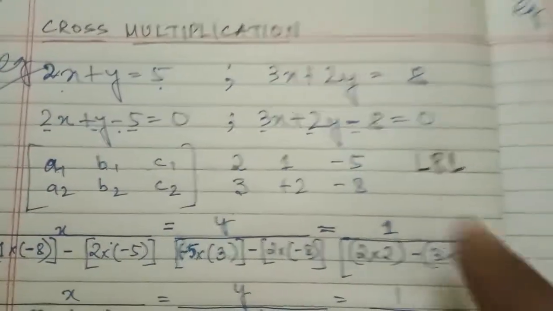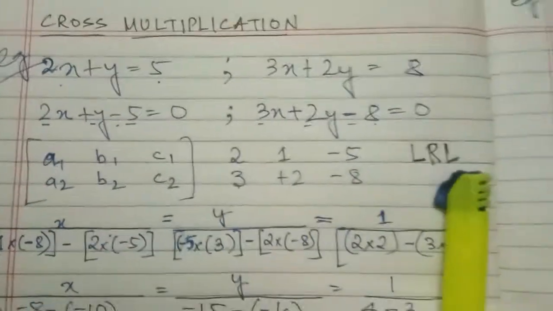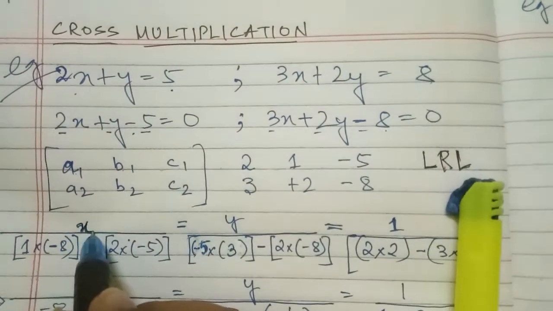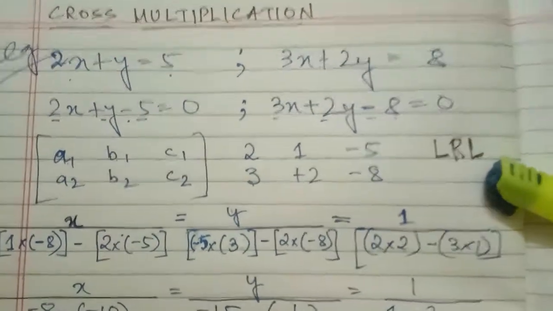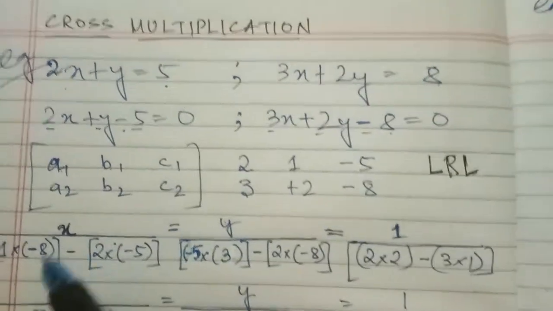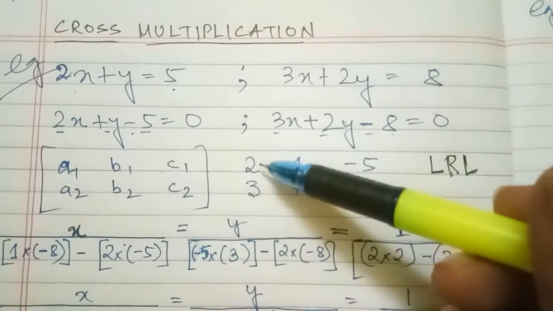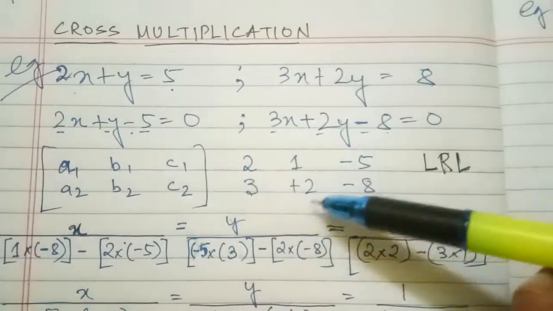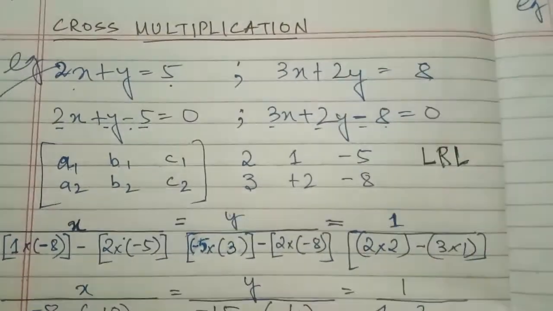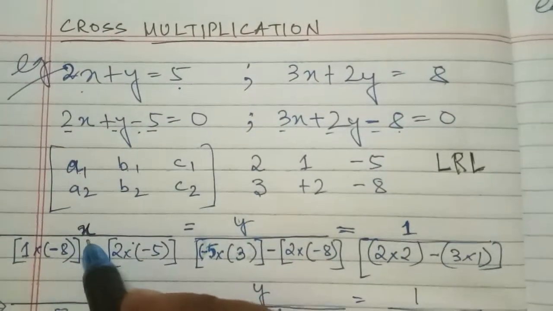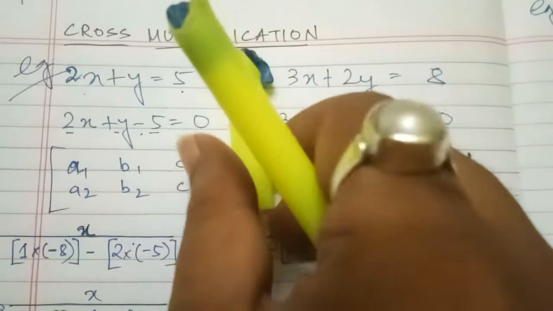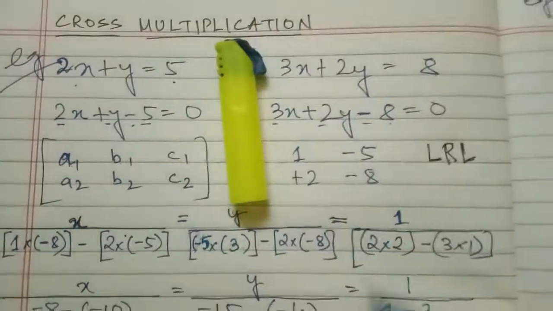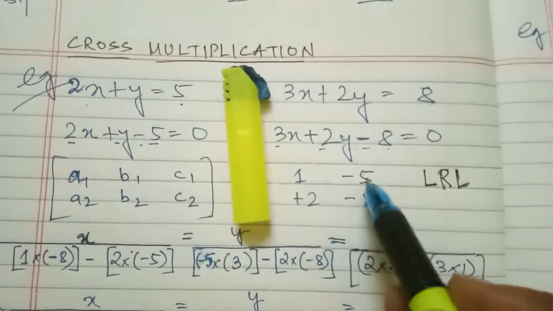First, I have written x, then y and 1. Here this is the coefficient of x, this is the coefficient of y, and this is the constant value. Now when you find out the value of x, just put your finger on the x part. Now what is coming? See, 1 2 3 4.